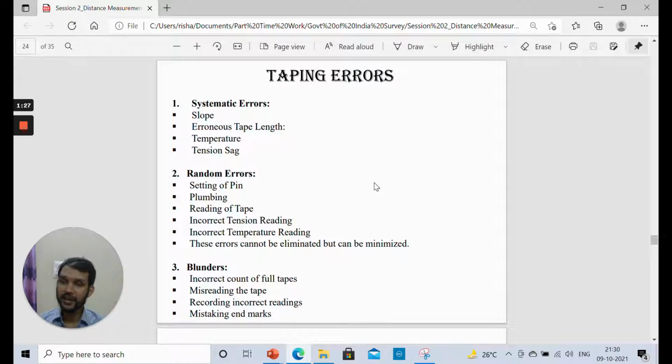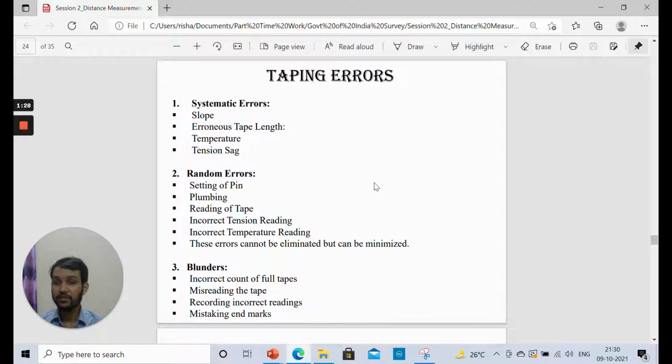Recording of incorrect readings. You recorded an incorrect reading. The reading was something, you noted it correctly, and when you were writing it out in the field book, or told your crew member, you told him correctly, he wrote it wrongly, or you were trying to write it afterwards and wrote it wrongly. So these types of errors may occur.